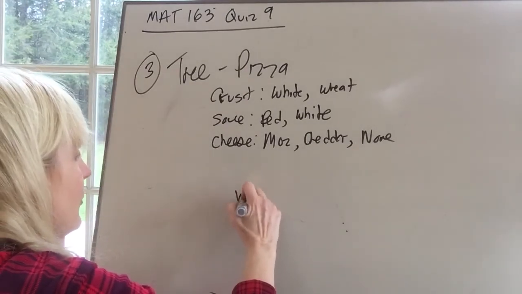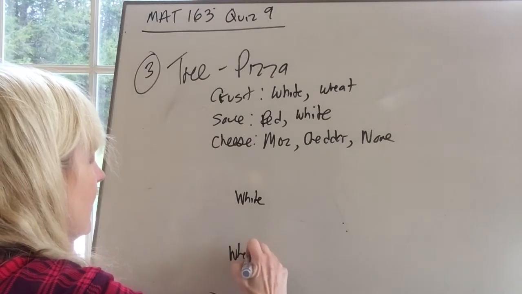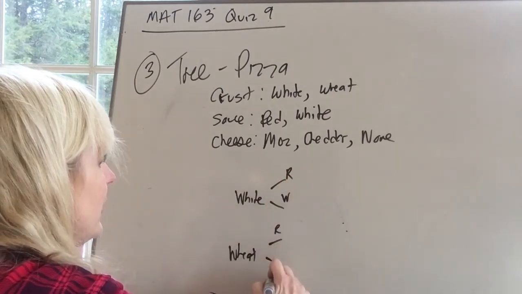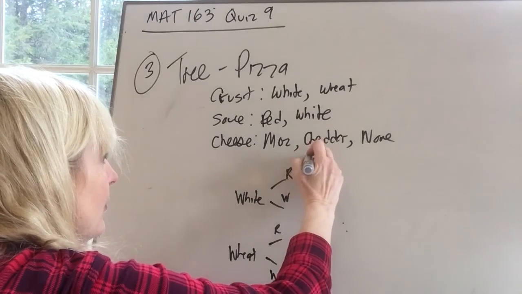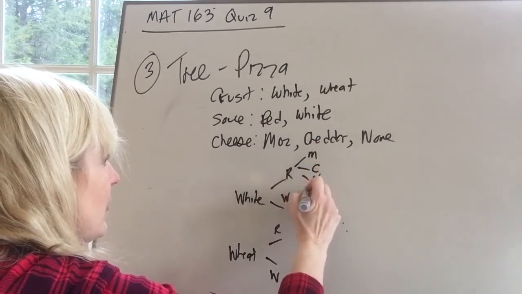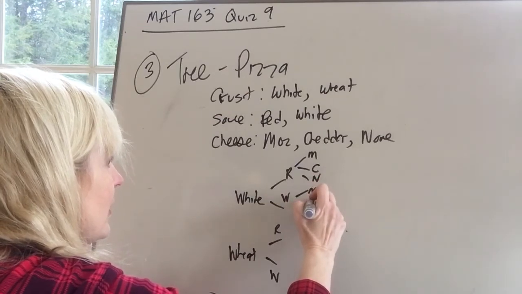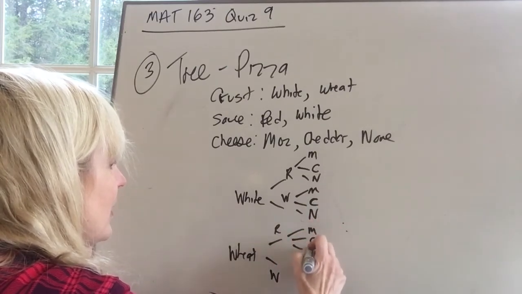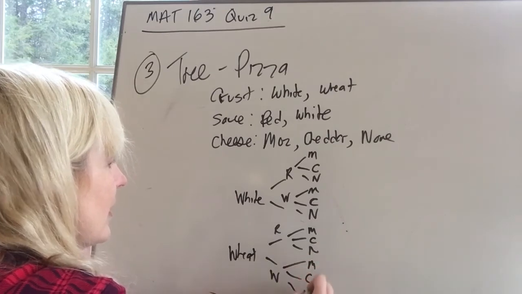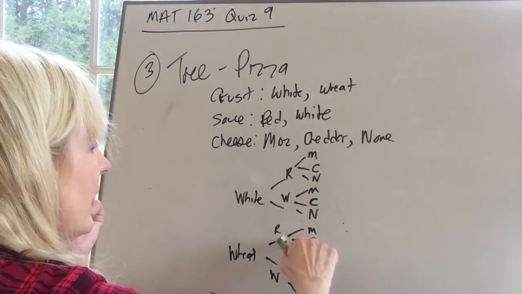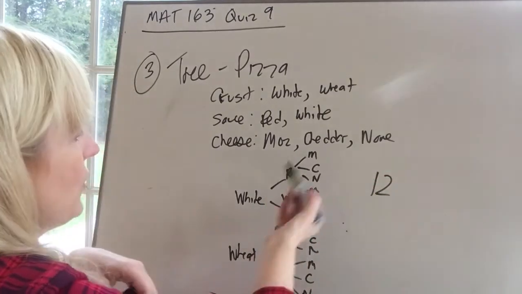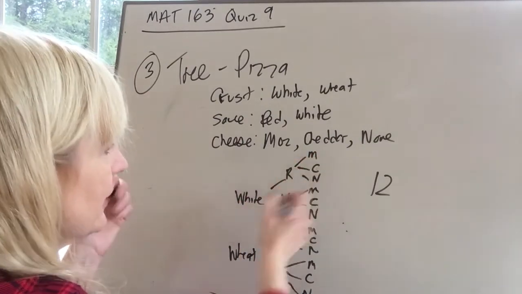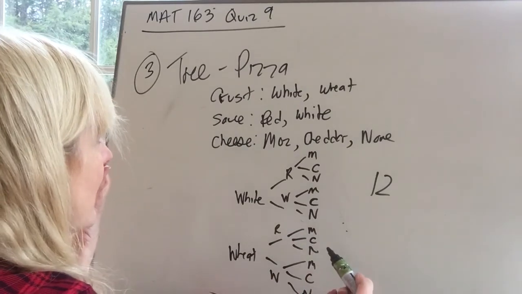Well, I'd start with the crust. So I can go white or wheat, right? And then off of each crust, I can do red sauce, white sauce, red sauce, white sauce. And then off of each sauce, I can go mozzarella, cheddar, none. Mozzarella, cheddar, none. And I have to do the same thing here. M, C, N, M, C, N. So if you count 1, 2, 3, 4, 5, 6, 7, 8, 9, 10, 11, 12, there are 12 possibilities. What's one possibility? White crust with red sauce with mozzarella. Another possibility is white crust with red sauce with cheddar. Right? There are 12.